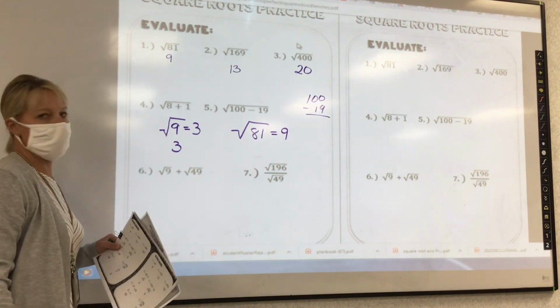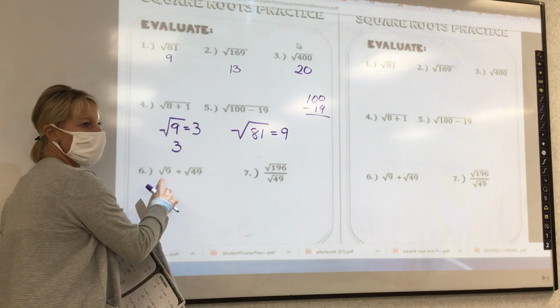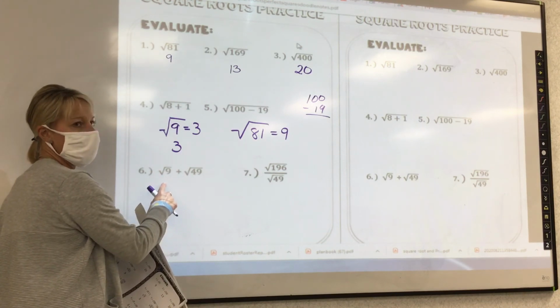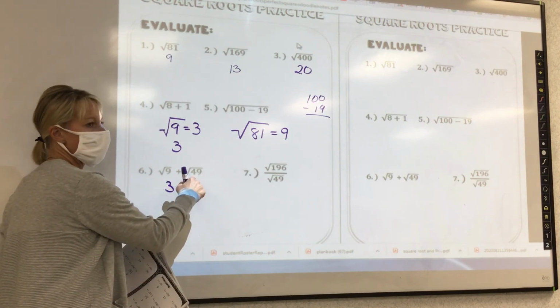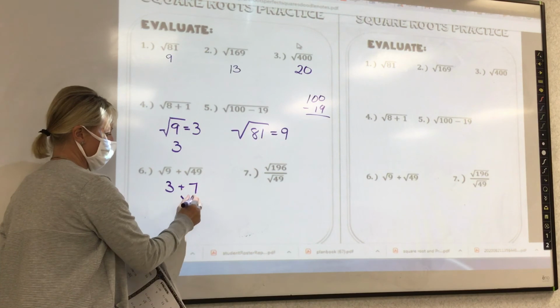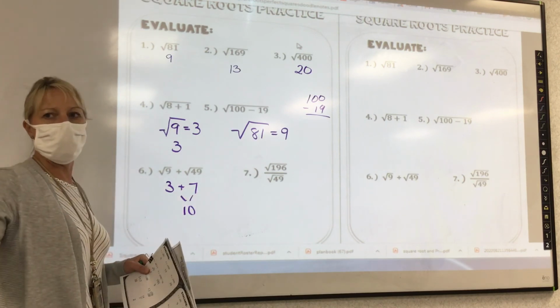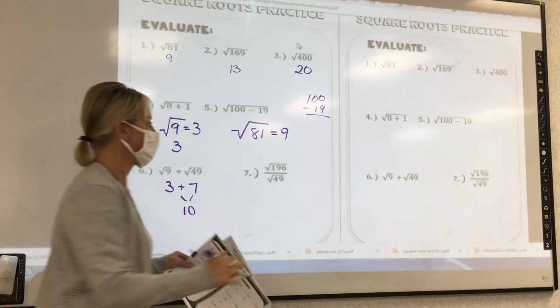Number 6 is different, it's adding, but you do the square roots first. So the square root of 9 is 3 plus the square root of 7. So 3 plus 7 is 10. Oh, yeah. Hey, how many times have I made mistakes? Every day. I thought it was 12.